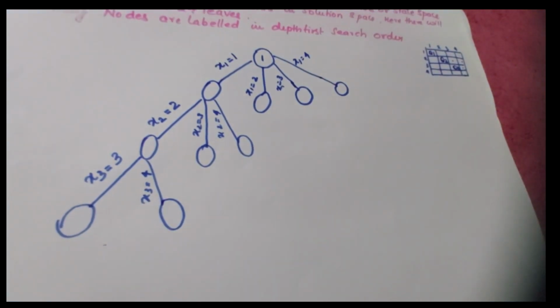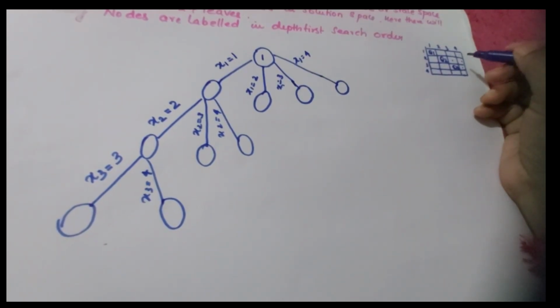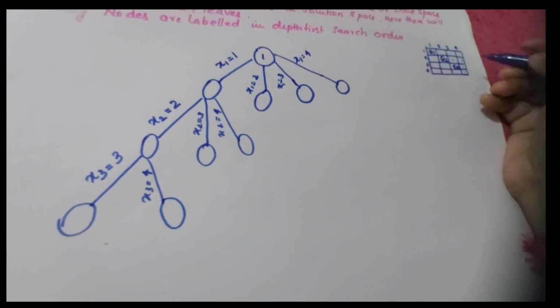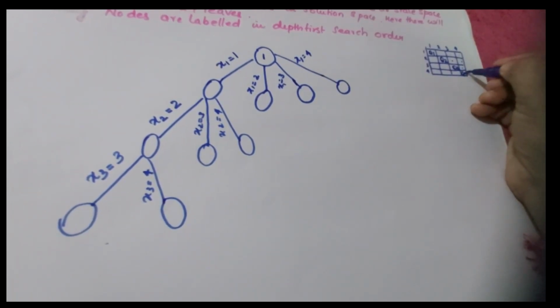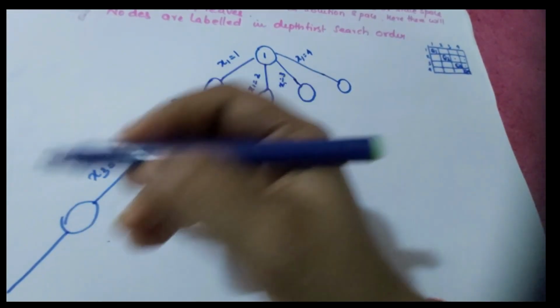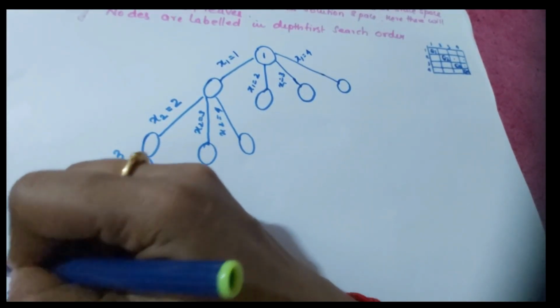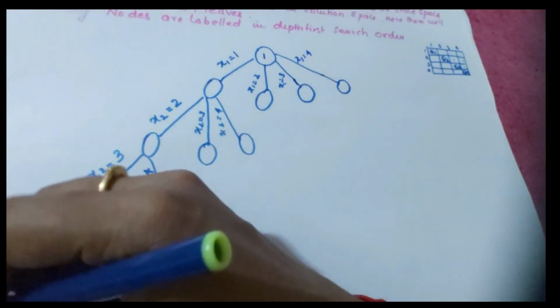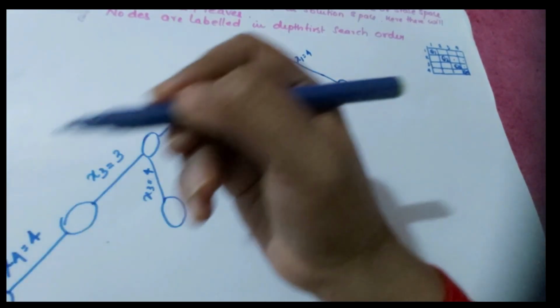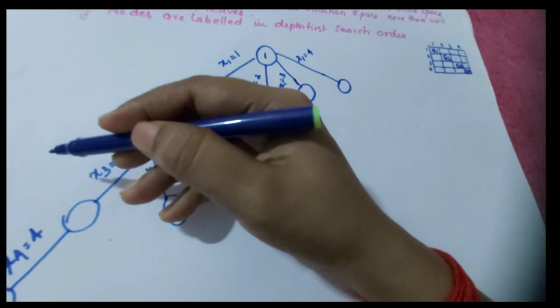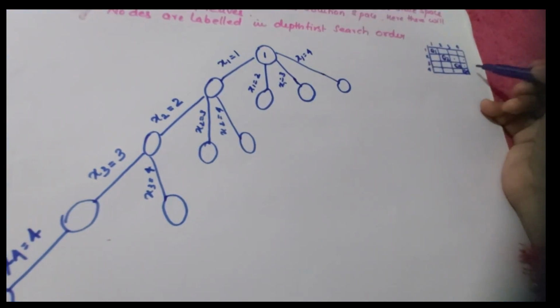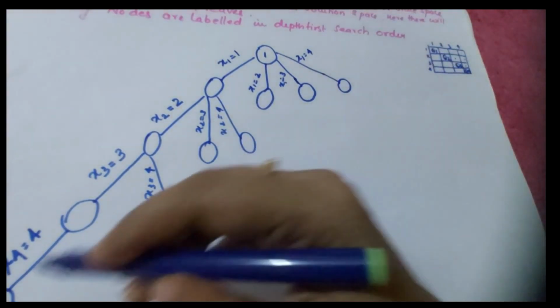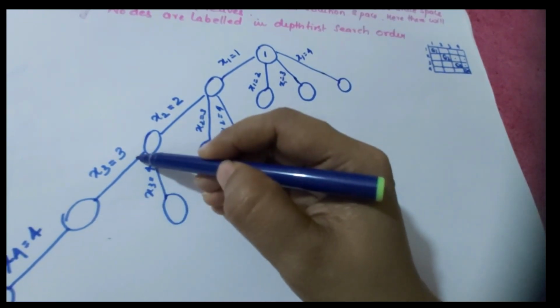Now, which position is left behind to place Q4? Now this position is left behind. So I am going to place Q4 here. Now X4 is equal to 4. And if you are considering this is the node. Okay. Now if this is not the condition, what we will do is backtrack here. Again you will backtrack here.